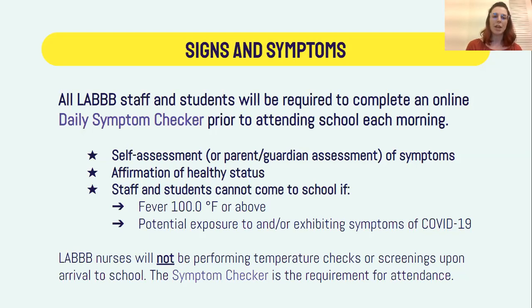The daily symptom checker is a self-assessment or parent-guardian assessment for students of symptoms and is essentially an affirmation of healthy status. So it is 3 multiple choice questions, the first of which is asking you to check your temperature at home and certify that you have a temperature of less than 100 degrees Fahrenheit in order to attend school.